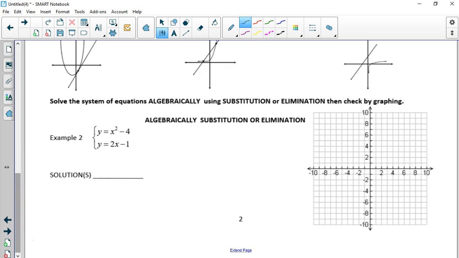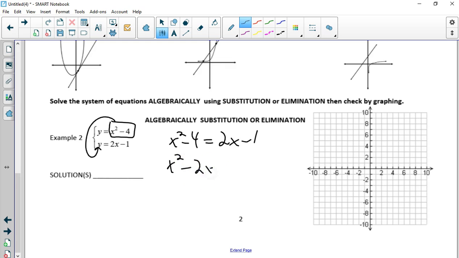Now, solve the system of equations algebraically using substitution or elimination, then check by graphing. Okay? Well, this one to me screams out substitution because they're already both solved for y, which literally means you're just going to take this and plug it in here. So you're just setting them equal to each other. x squared minus 4 equals 2x minus 1. Once I see the x squared, I know I need to get everything on the same side. So that's going to be x squared minus 2x. When I add the 1 to move it over, that's going to give me minus 3 equals 0.